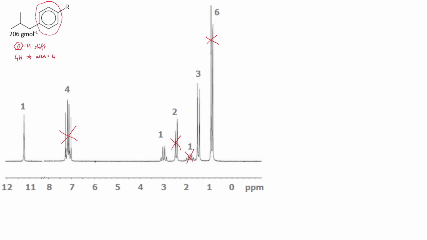Okay, so now we've accounted for all of the bits of structure we know about, and what's left is the mystery R group. But you can see by having taken out those 4 peaks that actually we now only have 3 peaks left to account for, and that's a much more tractable problem.